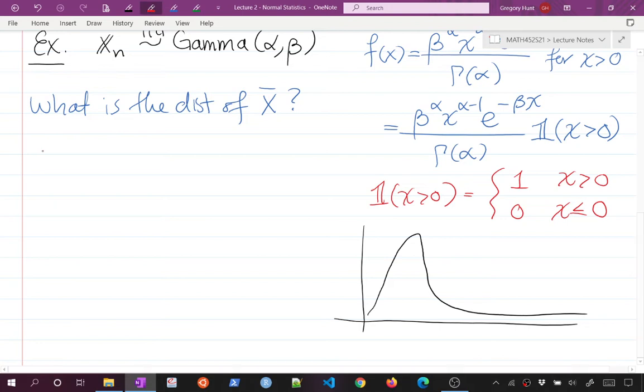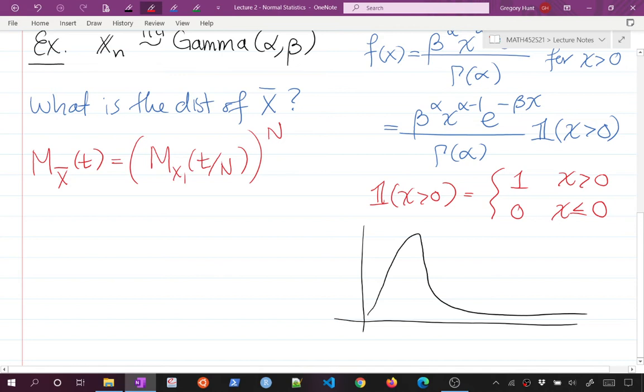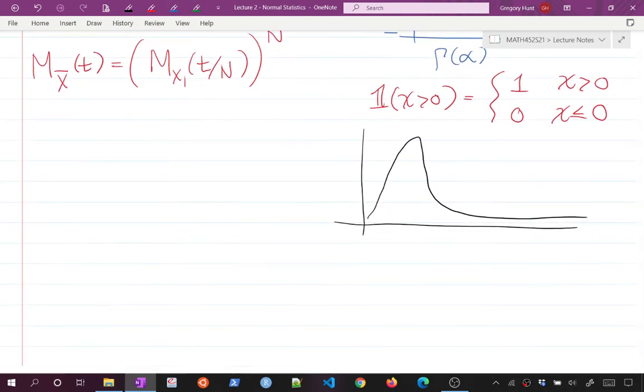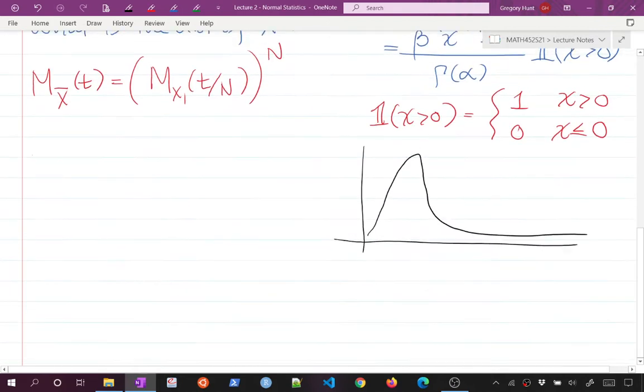And our theorem comes to the rescue here because I can get the moment generating function of X bar. And if I know the moment generating function, I can maybe figure out what the distribution is, because the MGF is going to characterize my random variable. So our theorem says it's the moment generating function of any of them, evaluated at t over n to the nth power. Now you've got to remember what the MGF of a gamma is. So where do I want to put this?